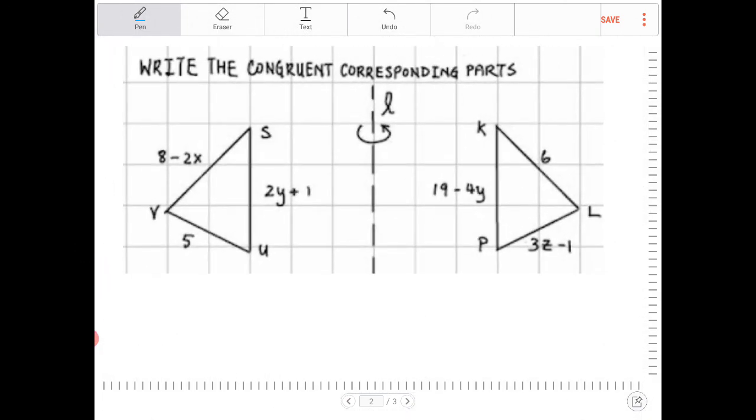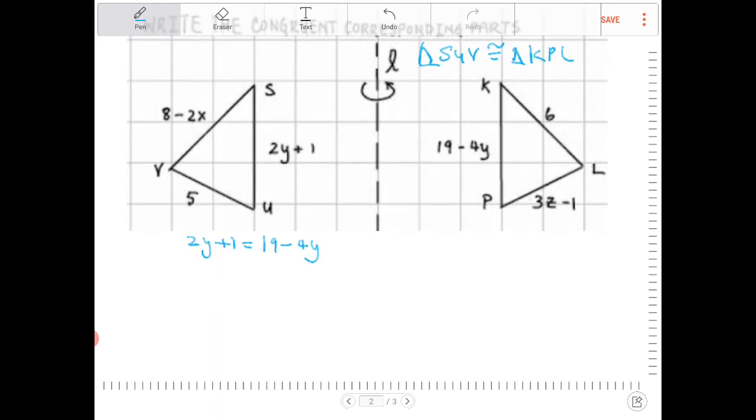Okay. Moving on. Again, just like before, triangle SUV is congruent to triangle KPL. So SU is 2y plus 1. That is equal to 19 minus 4y. Add 4y to both sides, I end up with 6y. Subtract 1 from both sides, I end up with 18. Divide by 6, y is equal to 3.